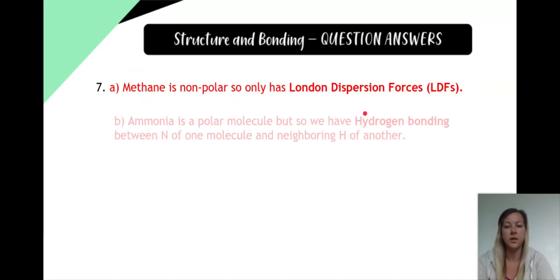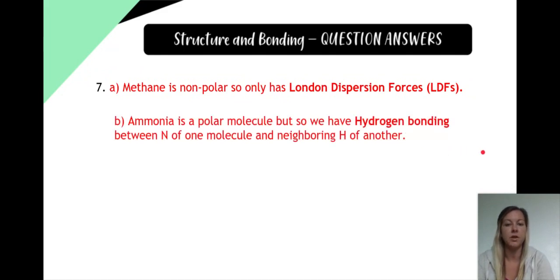The second one then is ammonia. Now ammonia, NH3, is a polar molecule as we know, but if we have a couple of ammonia molecules together, we're going to have hydrogen bonding because we have delta positive on an H and delta negative on an N of a neighbouring molecule. So you're going to have a hydrogen bond between the nitrogen of one ammonia molecule and the hydrogen of another. Hydrogen bonding is the strongest of the 3 types of intermolecular forces, so that is obviously the strongest.